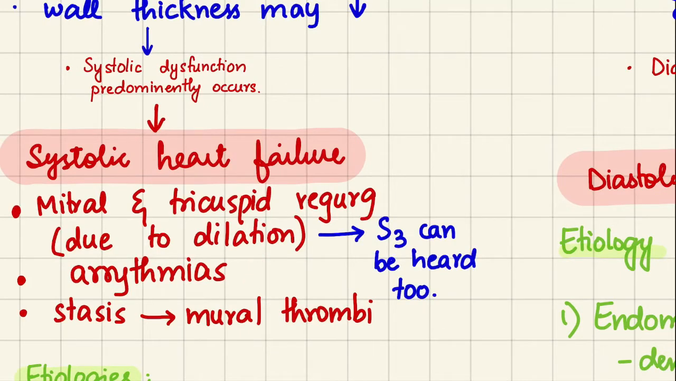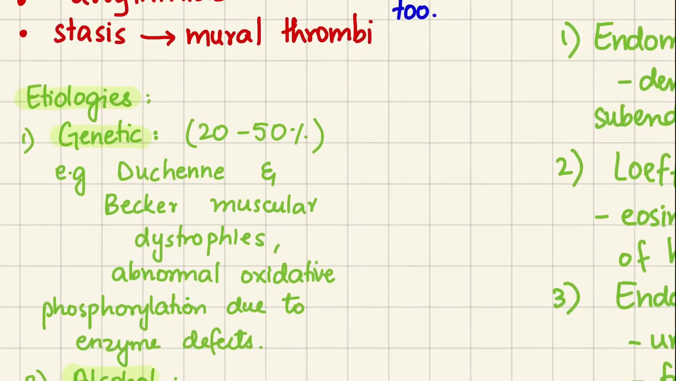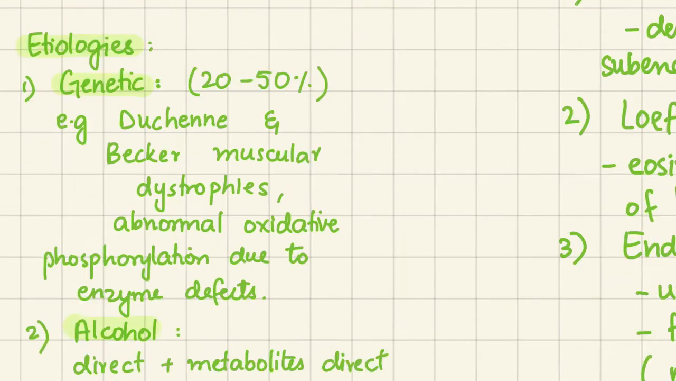Dilated cardiomyopathy will also cause arrhythmias because the conduction system cells within the cardiac wall will also be stretched, and when they're stretched, they will become irritable and thus prone to arrhythmias. And as I said before, the atria will be congested and there can be stasis of blood, which will increase the chances of formation of mural thrombi.